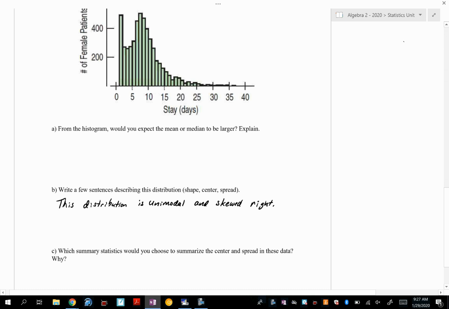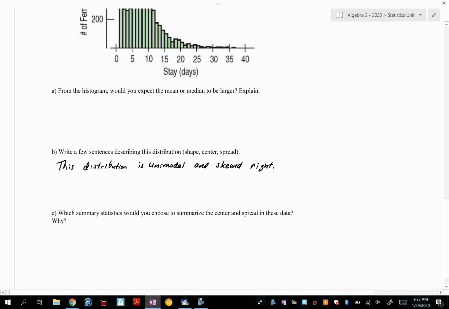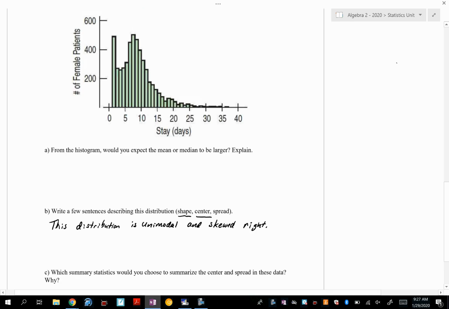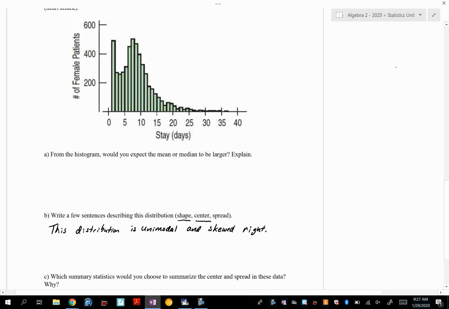Okay? Now, after shape was center. Right? We just did shape. Now it's center. Measures of center are median and mean. Now, do I know the data values in this problem? No, I don't know the exact data values for all of these women and their length of hospital stays. So I just have to eyeball the median. What do you think is the middle of this histogram? 20 is here. I don't think that's the middle. I think that's the middle.